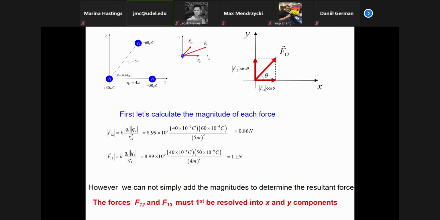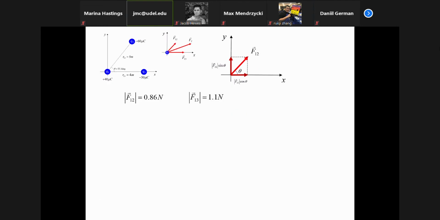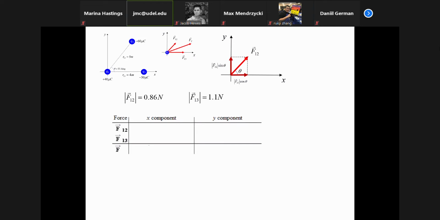Now, like I said before, we can't simply add the magnitudes to determine the resulting force, being that these are vectors. If these were scalars, it's a different story, but they're not. And so F12 and F13 must first be resolved into their individual X and Y components. And that is what we'll do next. So this is copying over the results of our magnitude calculation, and just breaking up in the table. Whatever method you want to use, you don't necessarily have to use this table method like I do.